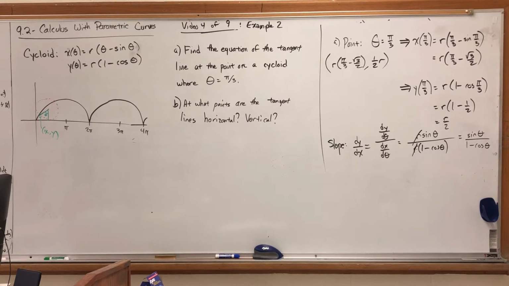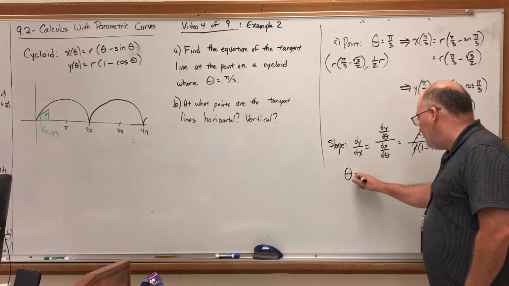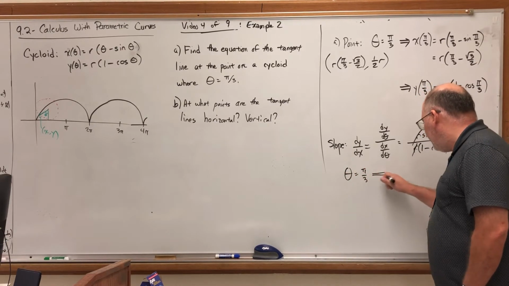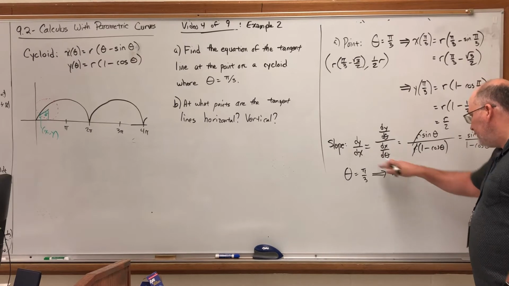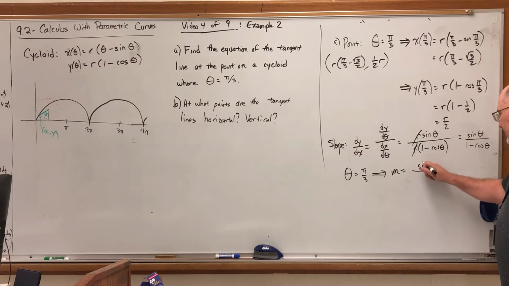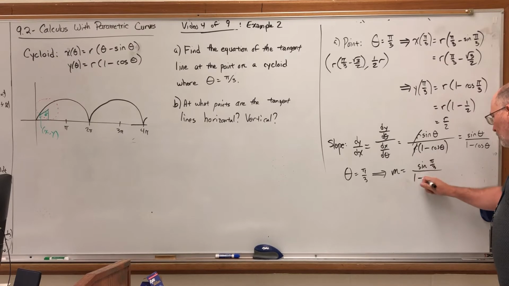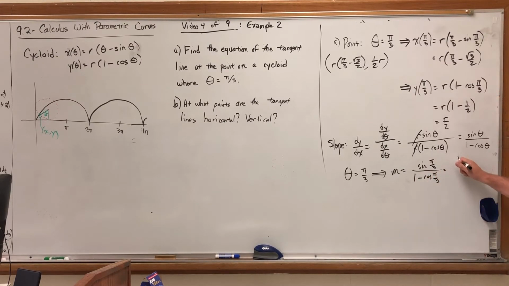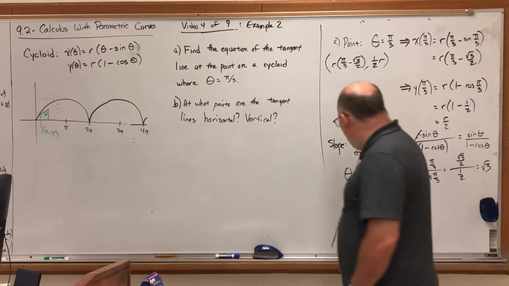Speaking of the slope of the tangent line, we're still looking at theta equals pi over 3. This implies that our slope, dy/dx, is going to be sine of pi over 3 over 1 minus cosine pi over 3. Well, sine of pi over 3 is still square root of 3 over 2. Cosine of pi over 3 is still 1/2. 1 minus 1/2 is 1/2. And if we multiply the numerator by the reciprocal of the denominator, the 2's would cancel, and we would just be left with the slope of square root of 3.